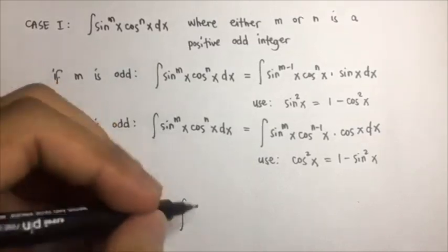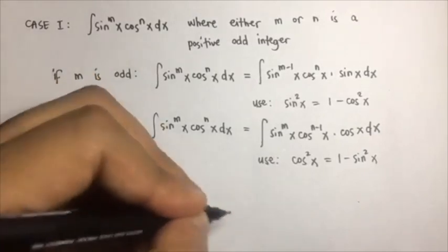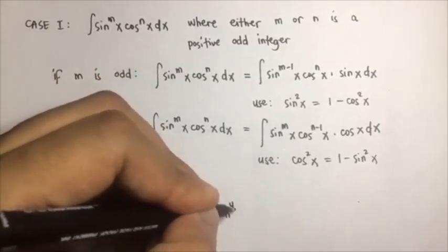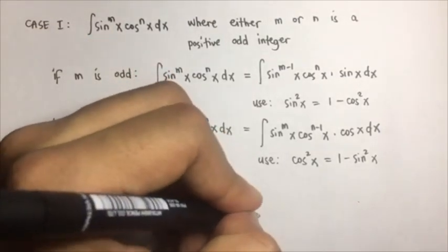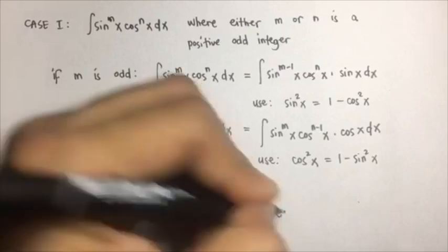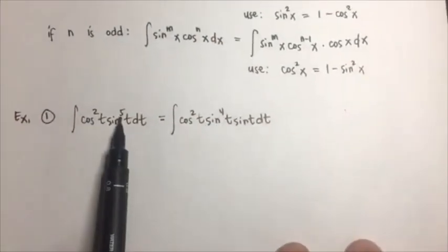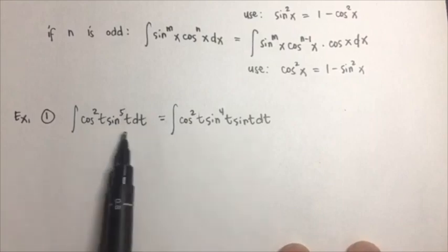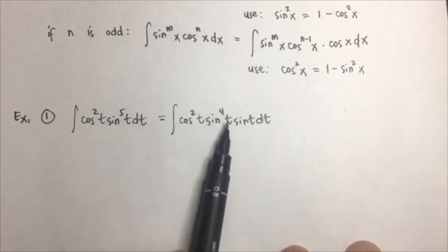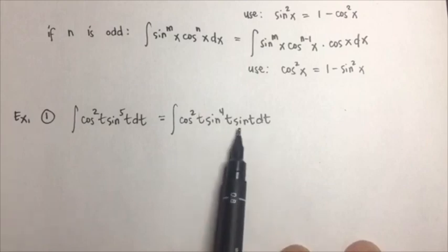So this will become the integral of cosine squared of t, sine to the fourth of t, and sine of t dt. Notice we factored out 1 sine t from sine to the fifth of t. So what will remain is sine to the fourth of t, and then the factored out sine t here.